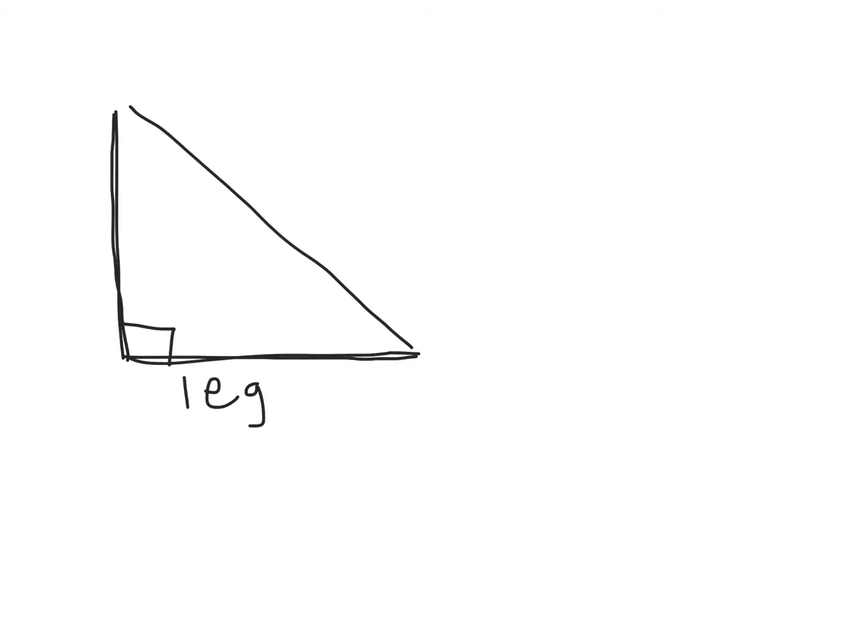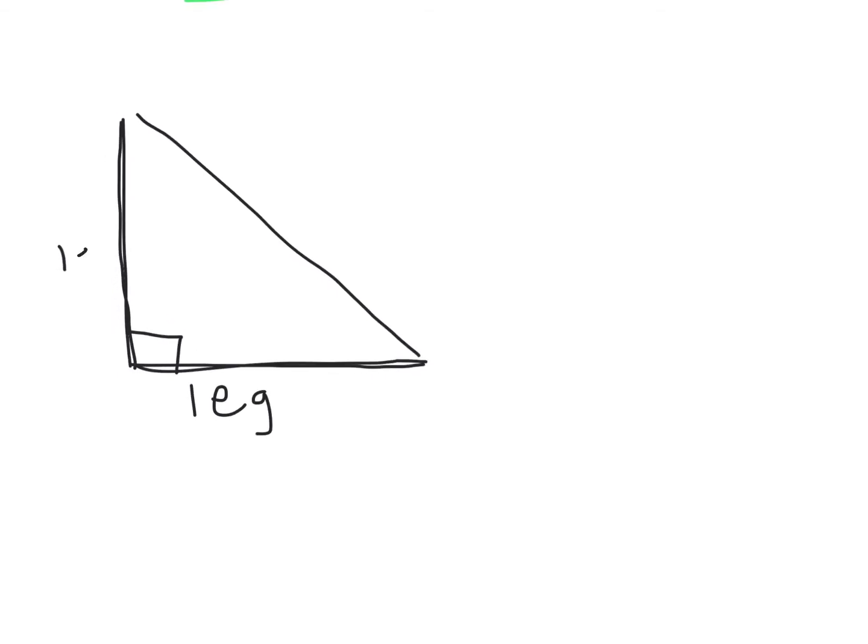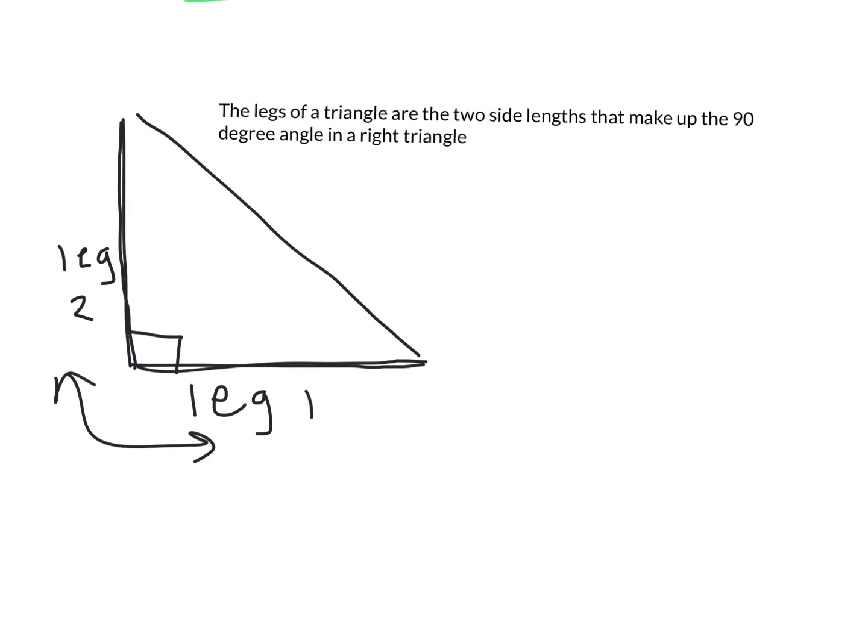So leg and leg. And we can call the bottom one leg 1, and we can call this one leg 2. Or we could switch those. These are interchangeable. It doesn't matter which one you call leg 1, which one you call leg 2. It's just important that you understand that the legs of a right triangle are the two side lengths that make the 90-degree angle. So let's put that definition in here. The legs of a triangle are the two side lengths that make up the 90-degree angle in a right triangle.